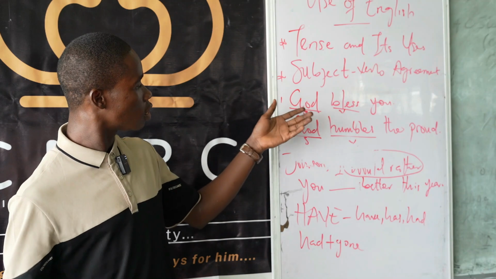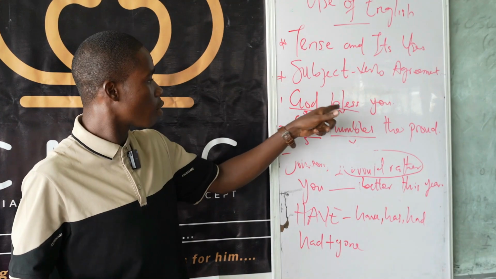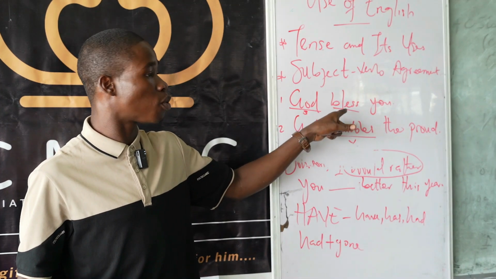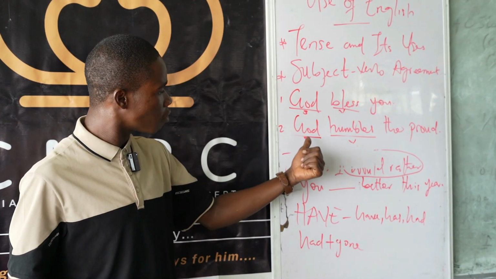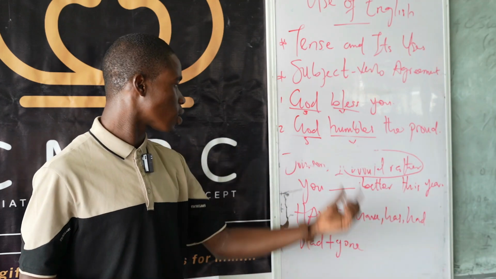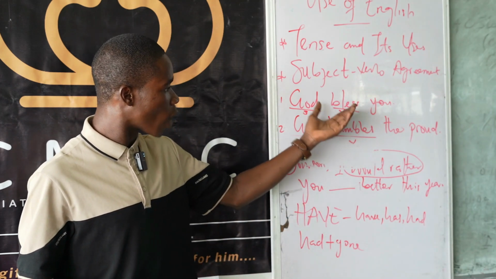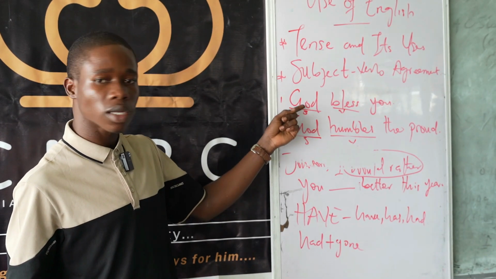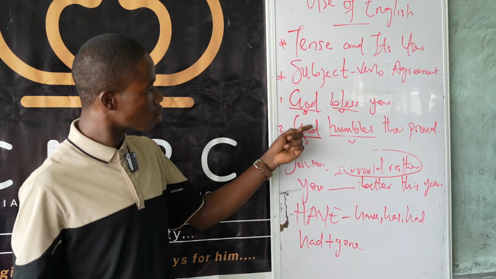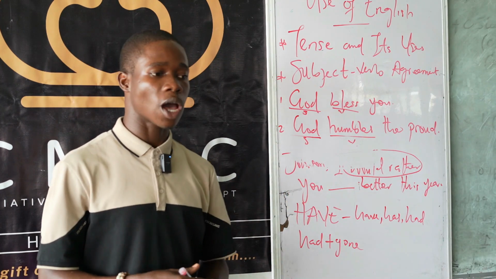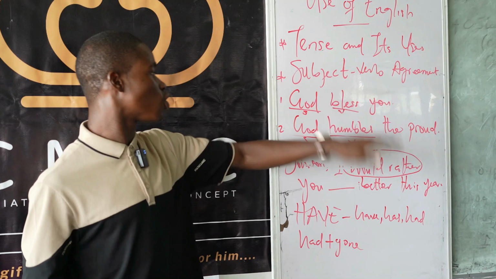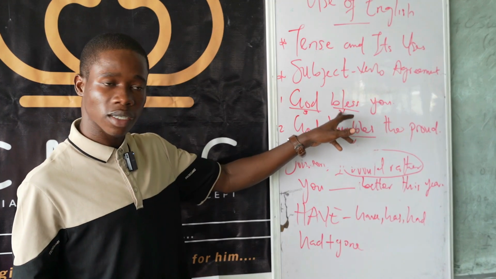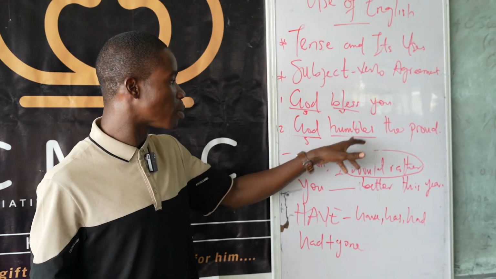Now we have God, which is singular. God is singular. We have bless. Bless, is it a singular or plural verb? It is a plural verb. And then we now have God humbles the proud. Singular subject, singular verb. Why? Will you agree with me that this is correct? This is also correct? While you're thinking, because we don't have time, I'll quickly tell you that God bless you, though we have a singular subject plus a plural verb, is correct. And this, God humbles the proud, is also correct.